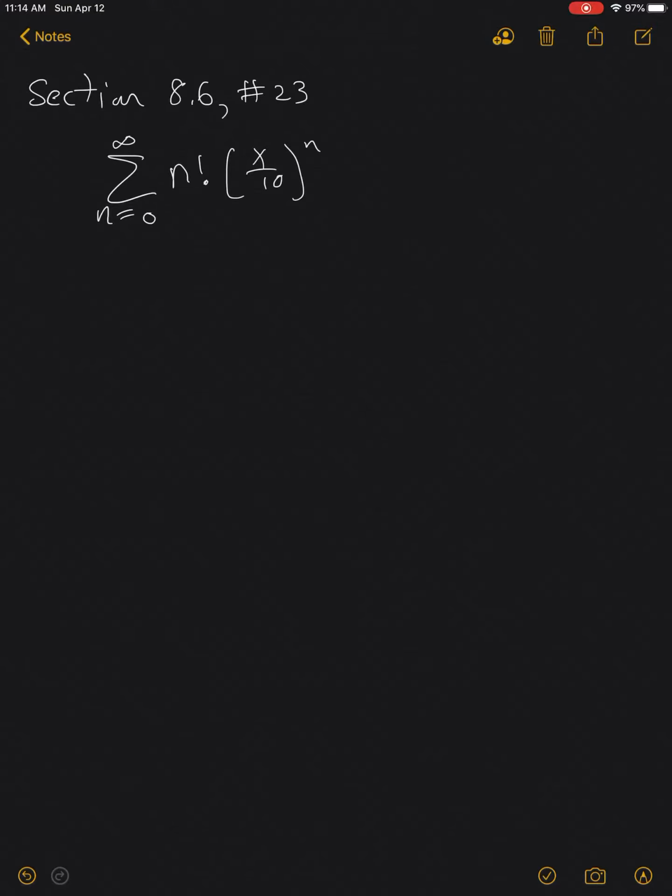I'm going to take a quick step and rewrite this a little bit so we can see more specifically what the coefficients on x are. We can rewrite this as n factorial over 10 to the n, times x to the n. This way makes it a little more clear where we have the powers of x in our power series, and then specifically what the coefficients look like: n factorial over 10 to the n.